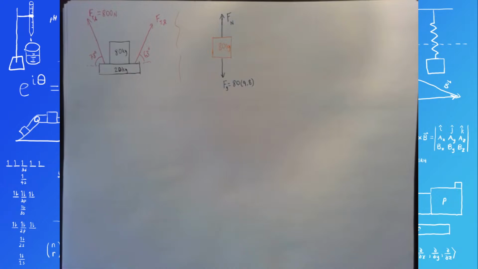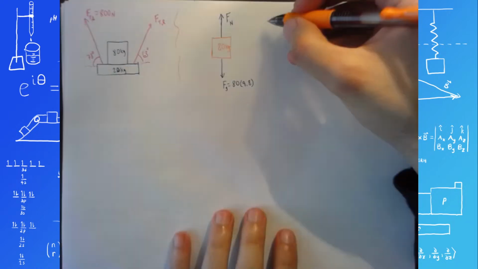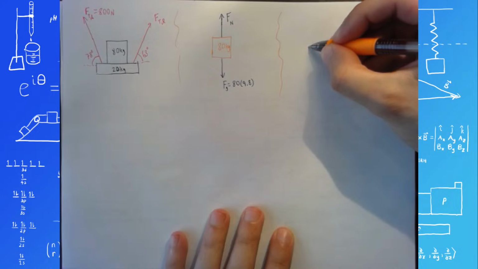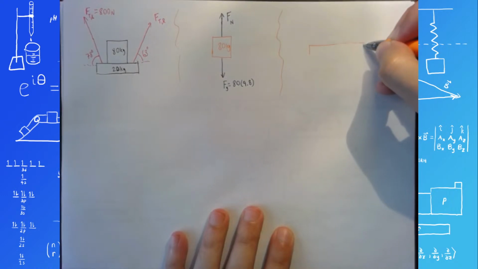Actually, we don't even know that. They could be the same, but it's better to err on the side of them not being the same than to assume that they are. And that's it for the 80 kilogram treasure. The rest of the forces are going to be on our wooden plank. So let's draw a diagram of the wooden plank. That thing is going to be 20 kilograms.